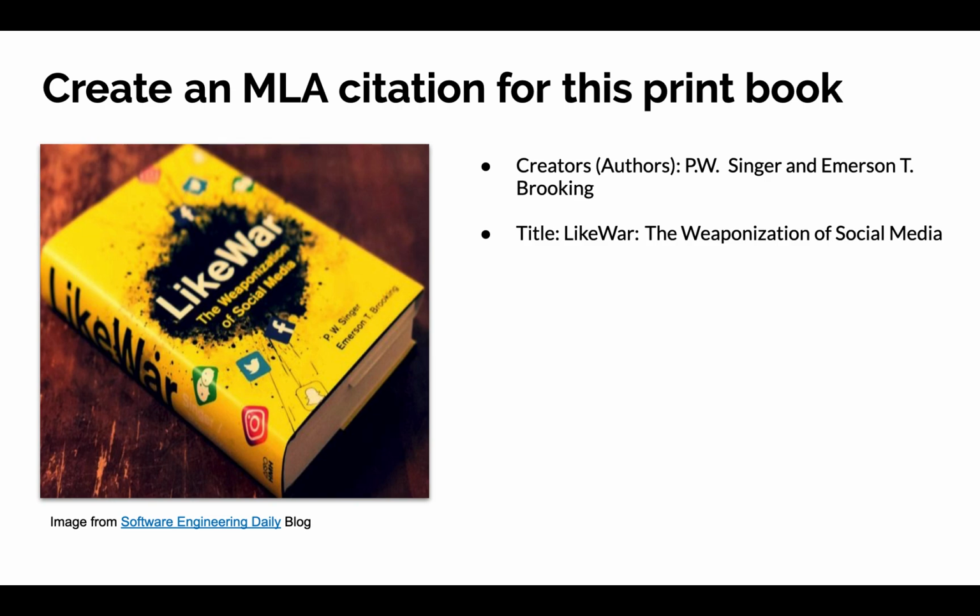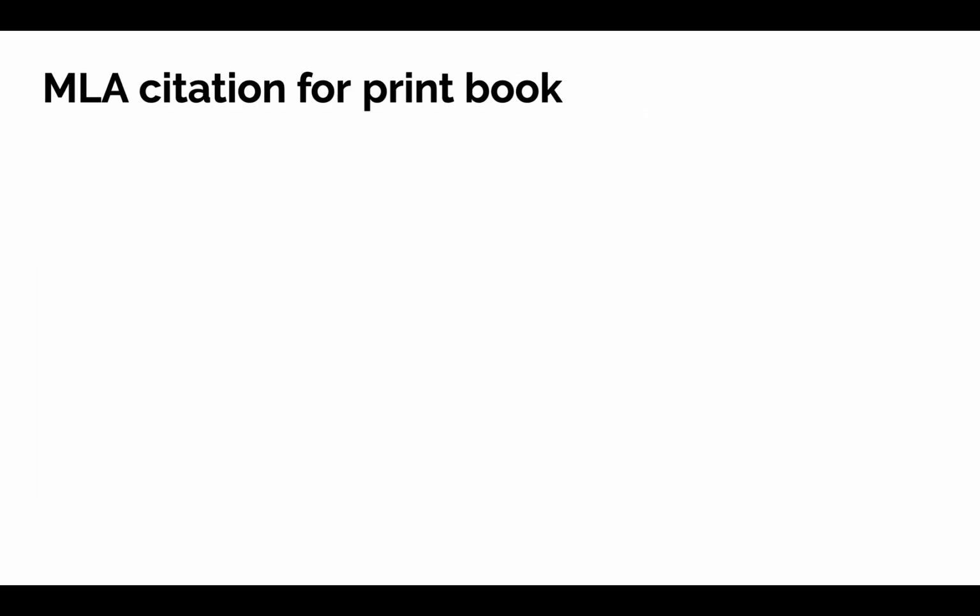Next, we'll list the title, also found on the front cover of the book, and the subtitle will be listed after a colon. Next, we'll list the publisher name. That information is often found on the title page of the book, and also the publication date, usually also listed on the title page of the book. So, what does that look like as an MLA citation?